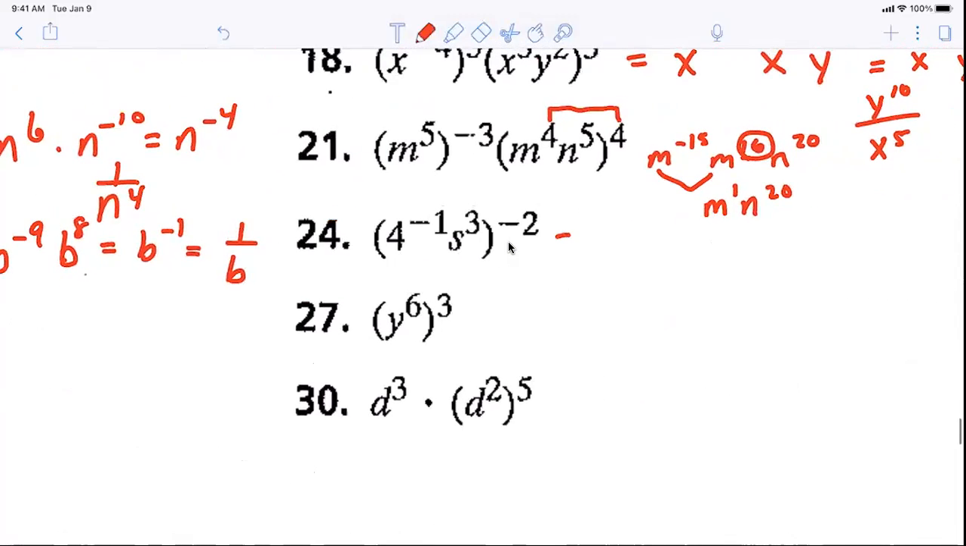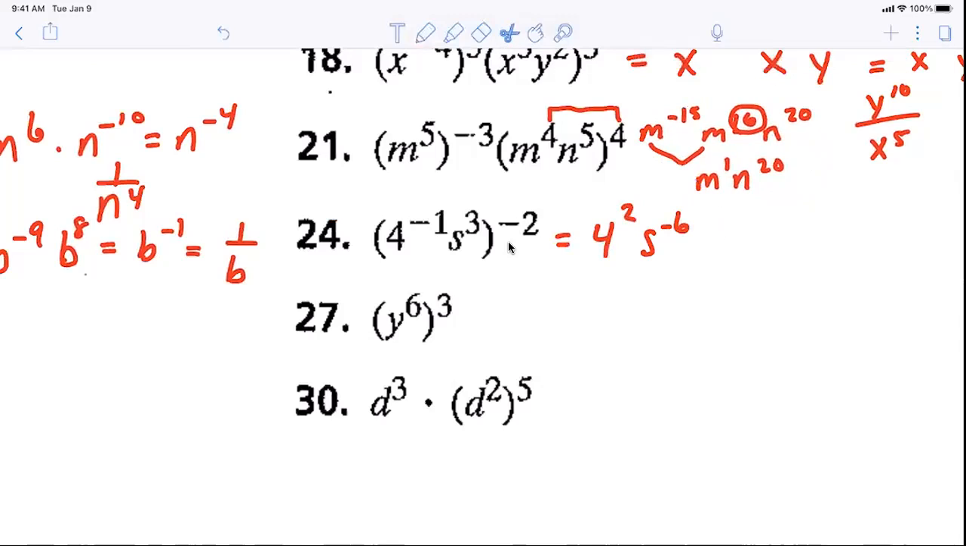So it's 4 to the second. Good job. s to the negative 6. Wow, I'm proud of myself. Now what? It's 4 squared over s to the 6th. Yes, 4 squared over s to the 6th.